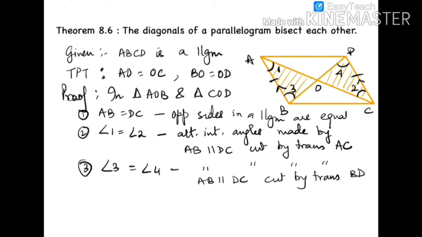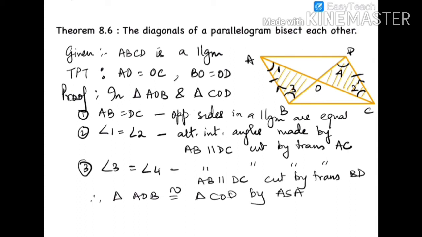From 1, 2 and 3 we have two corresponding angles and an included side of one triangle equal to two corresponding angles and one included side of the other triangle. So these two triangles are congruent by angle side angle. Therefore triangle AOB is congruent to triangle COD by ASA.